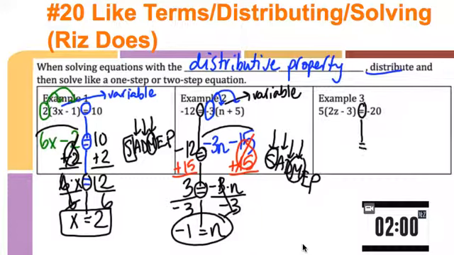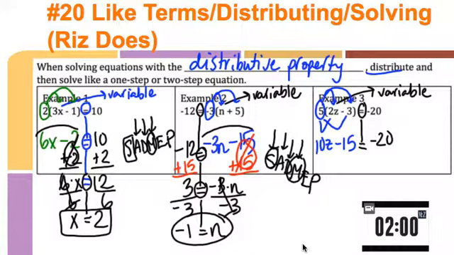Equal sign is the middle. My variable is z in this case. And I see this number outside of the parentheses, so I want to go ahead and multiply inside. So 5 multiplied by 2z gives me 10z. And 5 multiplied by negative 3 gives me negative 15, which is all equal to negative 20.